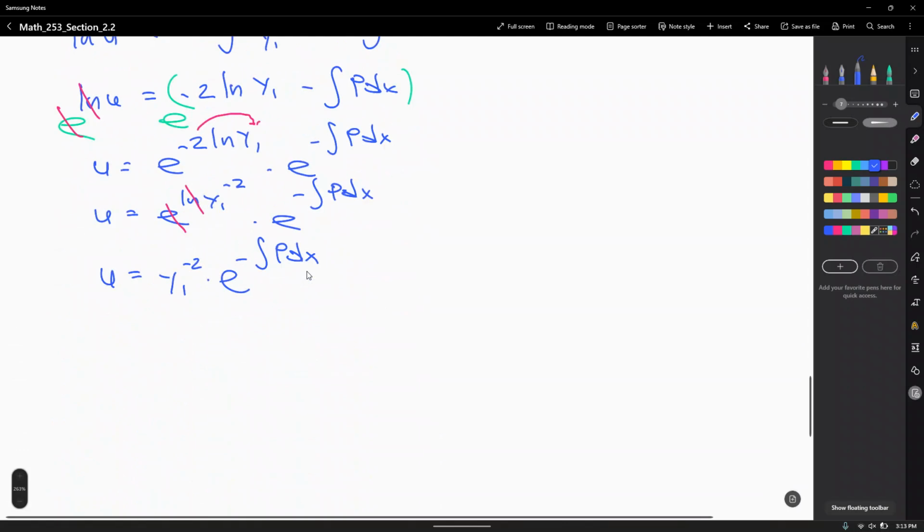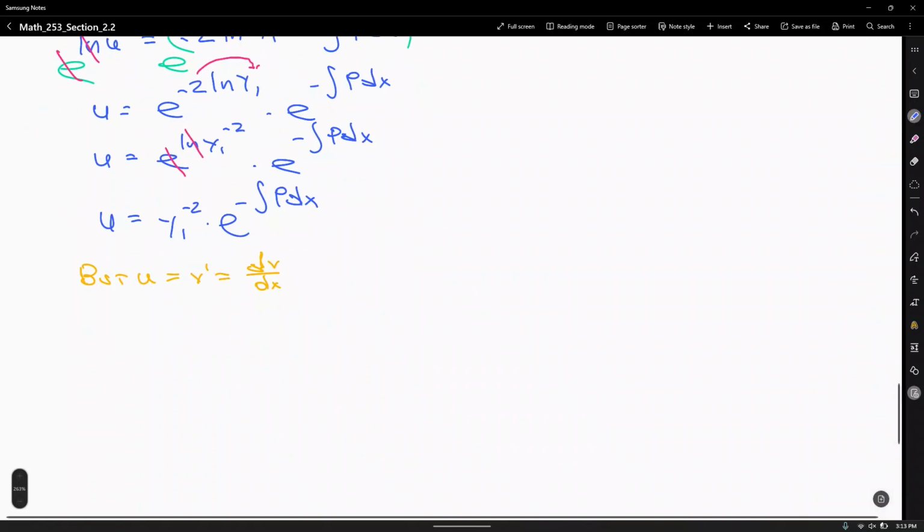But u equals v prime, which at the same time I'm going to write as dv dx. So, not u, that's dv dx equals e to the negative integral of p dx. All I'm going to do right here is send the y sub 1 to the negative 2 to the denominator with a positive exponent.